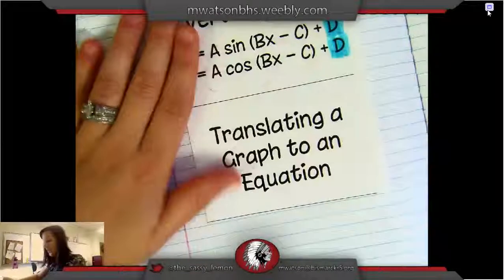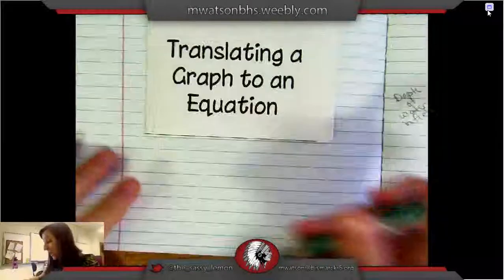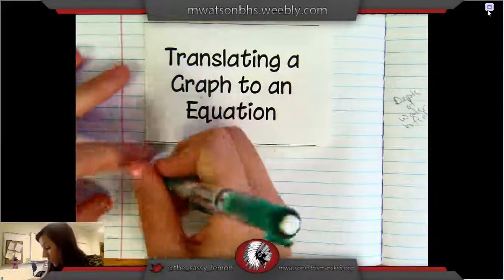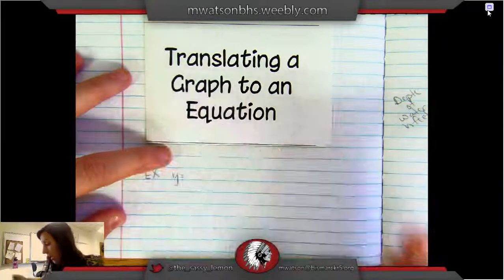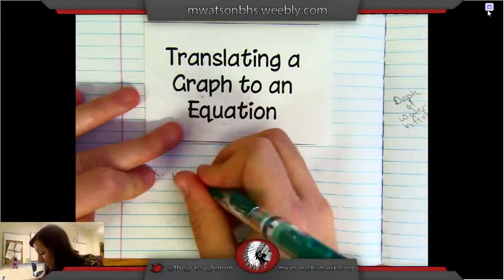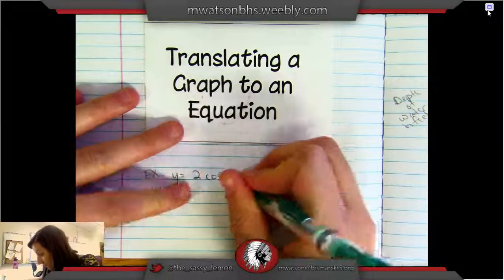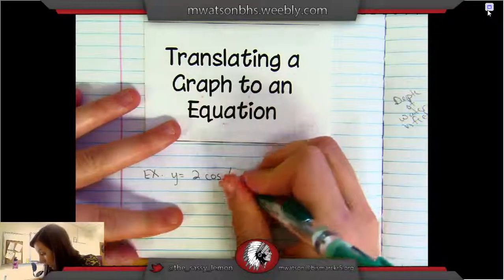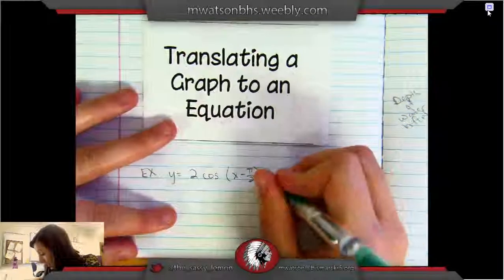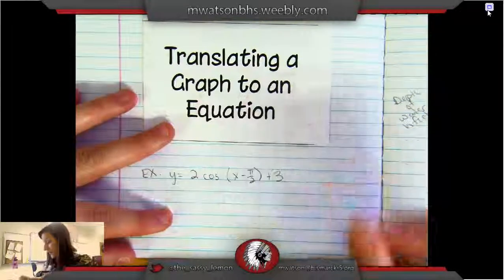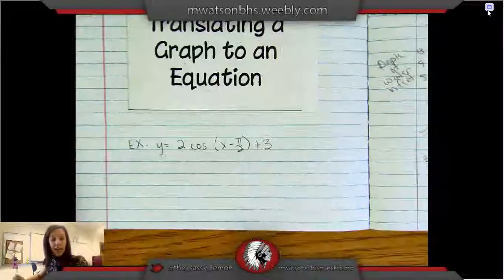Okay, so now your practice problems. I'm not going to give you a modeling problem, but I am going to ask you to graph a vertical shift. So let's do this in our warm-up since we don't have room here. Let's do y equals 2 cosine of (x minus pi over 2) plus 3. Good luck, and we'll go over it tomorrow.